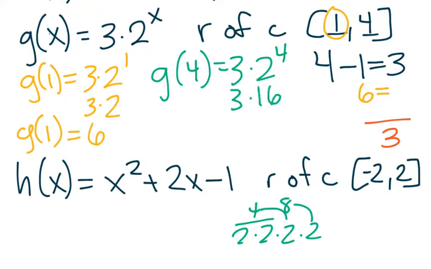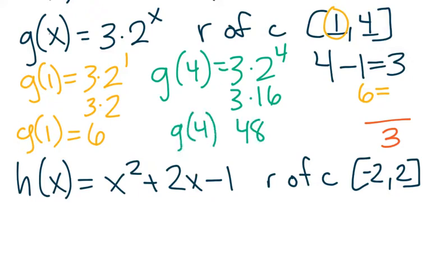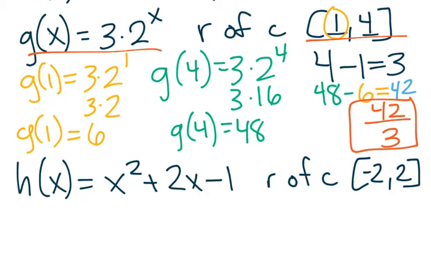You can either use a calculator and type it in, or realize that's 4, then 8, then 16. So I get 3 times 16. Then if you need to, use the calculator again, or you realize 3 times 10 is 30, 3 times 6 is 18, 30 and 18 give us 48. So g of 4 equals 48. So I get 48 minus 6, which is 42. So my rate of change over the interval from 1 to 4 of my g of x function is 42 over 3, which just so happens to be 14, actually. And remember we said this geometric pattern is multiplying by 2. Definitely not the same as 14.